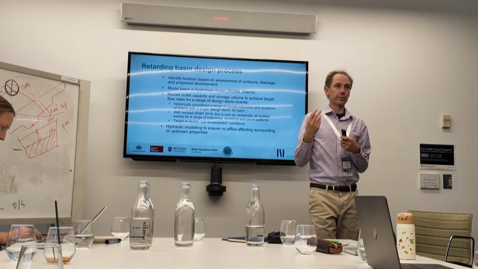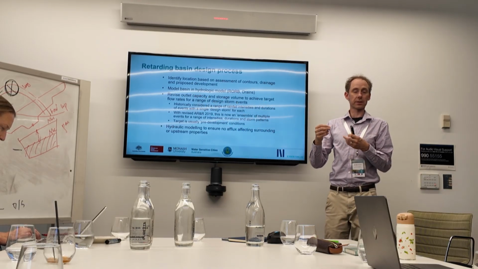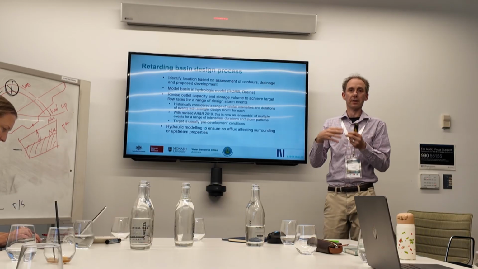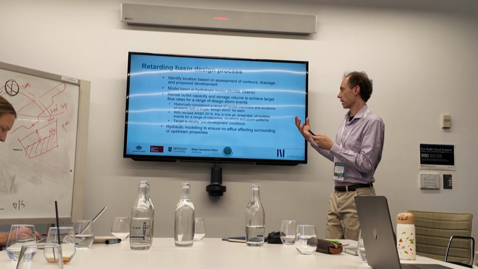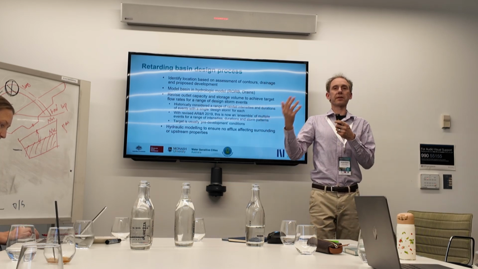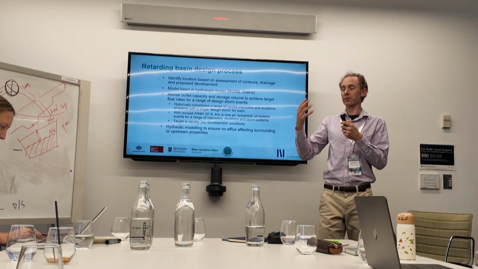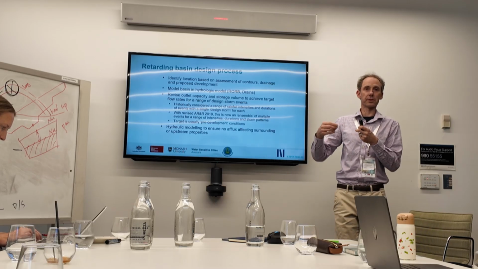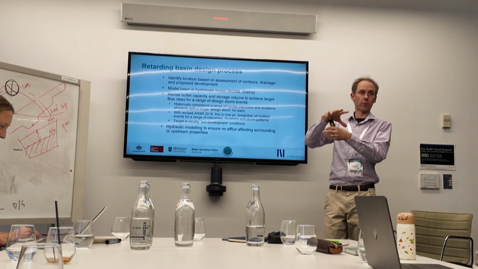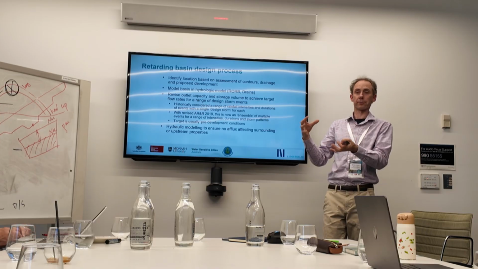Usually we use some kind of computer model to design those systems, and they'll be designed with design storm events, not continuous simulation. So we'll design them to, let's say, a 1% annual exceedance probability design storm event, but then we'll run a series of different durations through and we'll see what happens to that system and what are the peak flows coming out for those different durations.